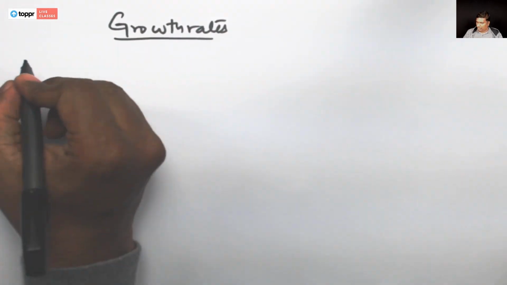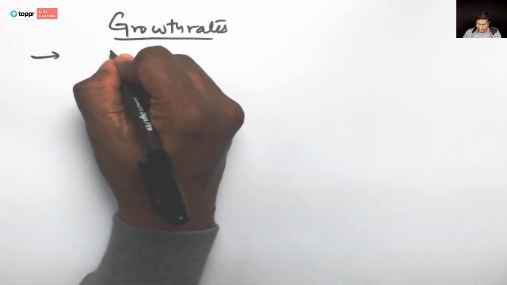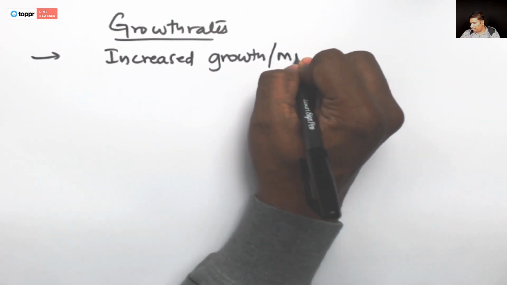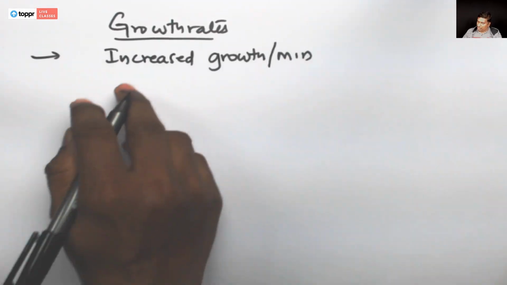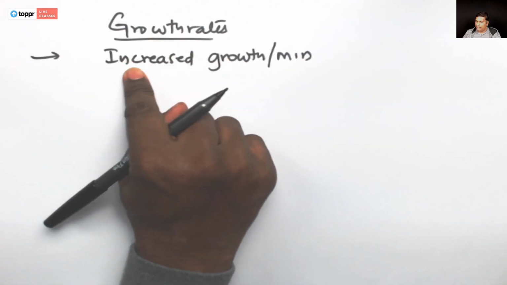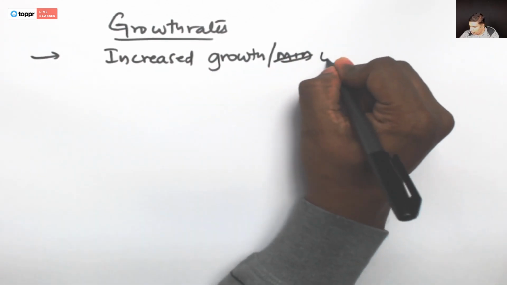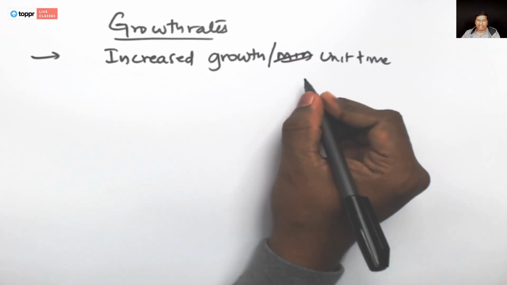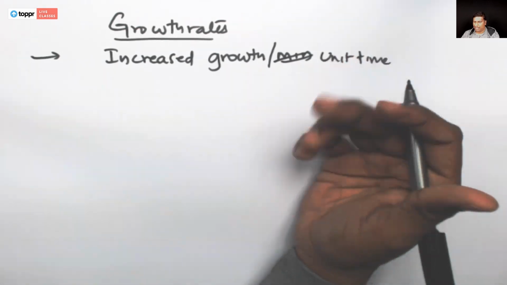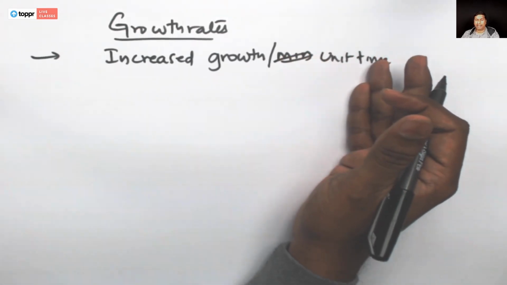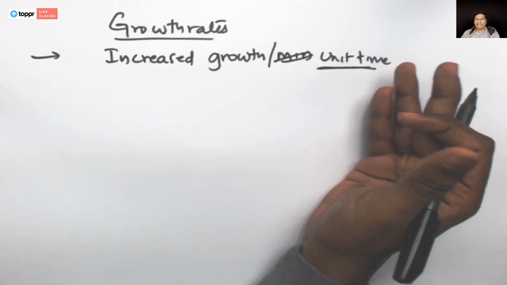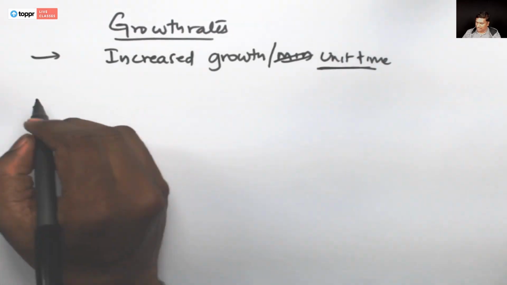Growth rate is increased growth per unit time. In short, it is increased growth of anything. It can be a plant, bacteria, or human beings. The unit of time varies. For bacteria, we can say a minute, because they divide very rapidly. For human beings, it will take a lot of time. So the unit time can be minutes, hours, months, years. That's the definition of your growth rate.